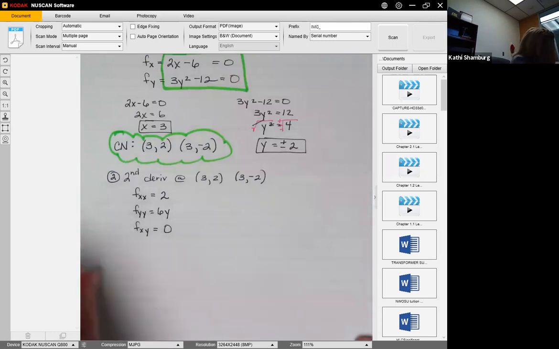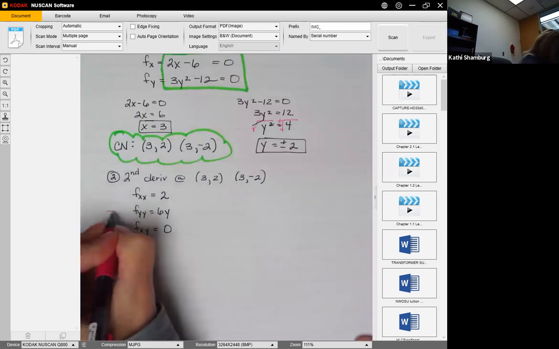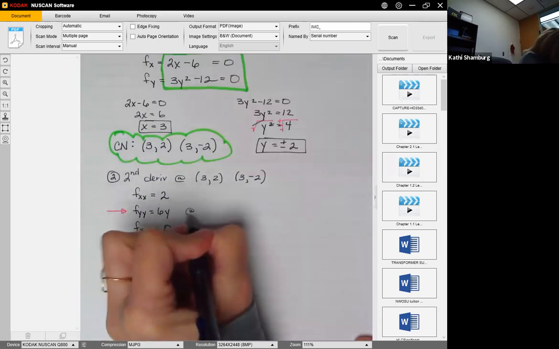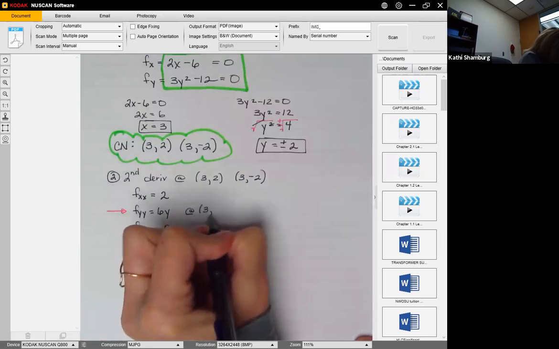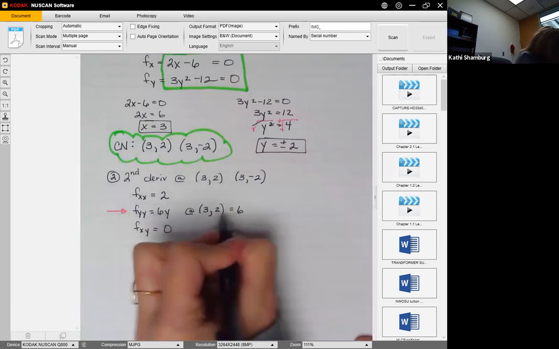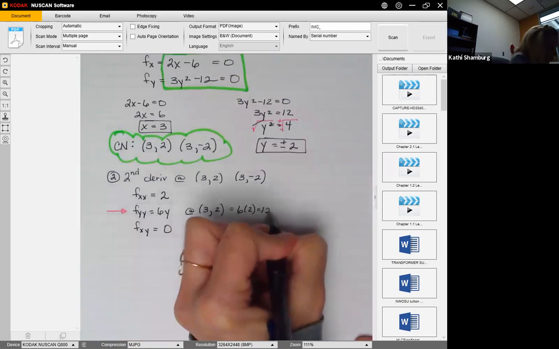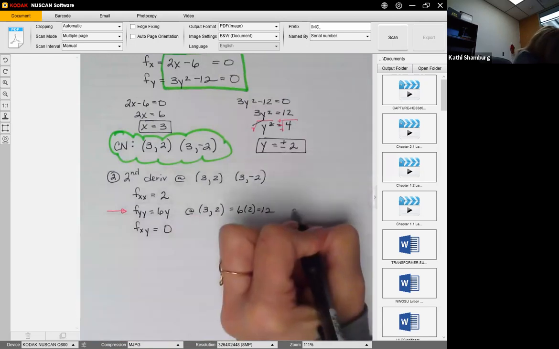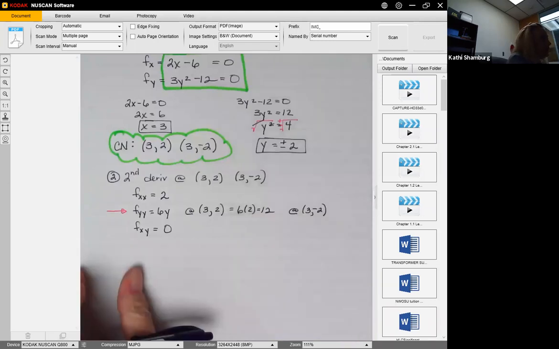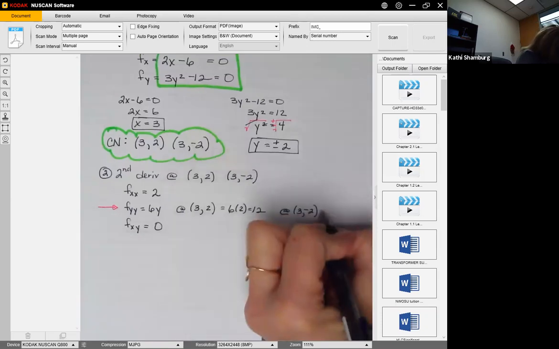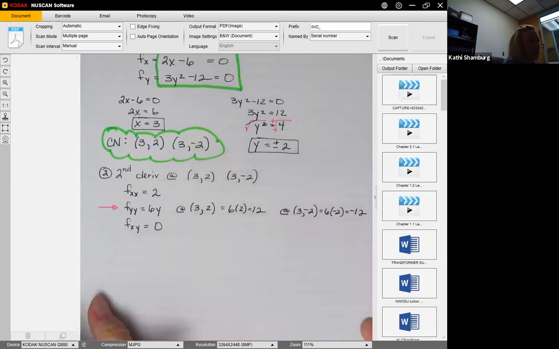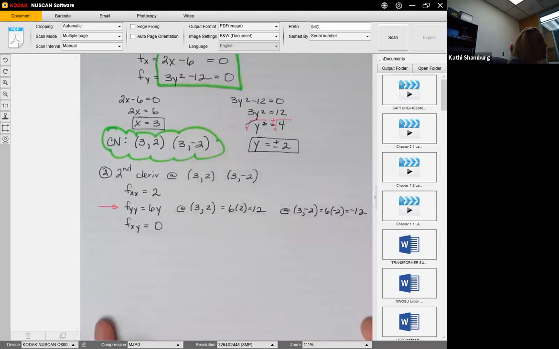All right, so let's pause and take a look at this right here. So let's look at it with respect to the critical number (3, 2). So we're going to substitute in the y value, which is 2. So that would give us 12. And then at the second critical value, which is (3, -2), that would give us 6 times negative 2, which is negative 12.